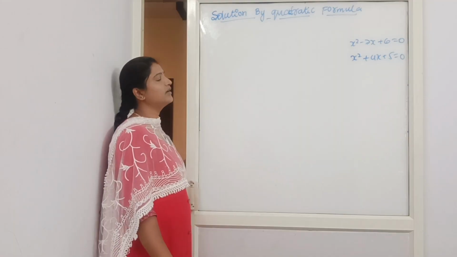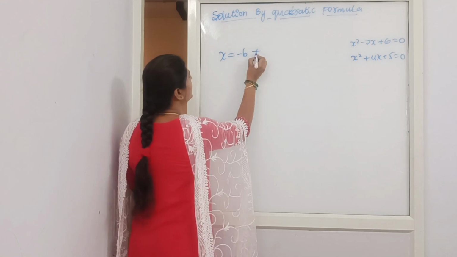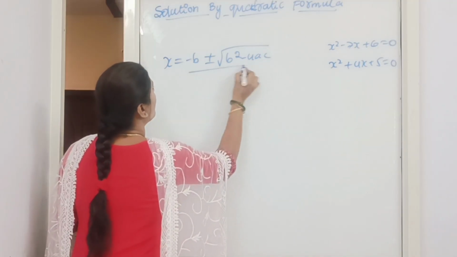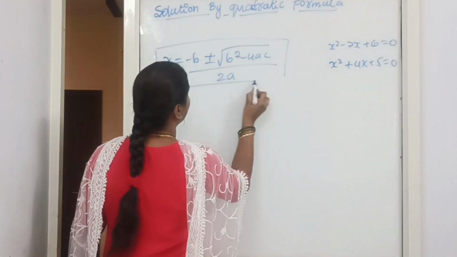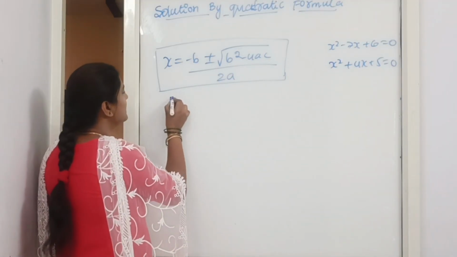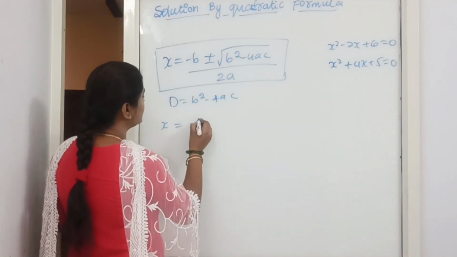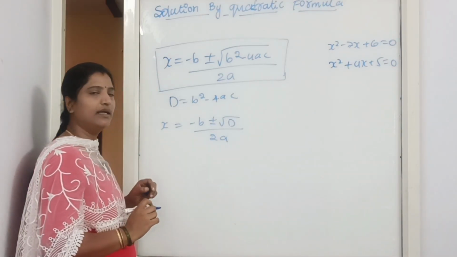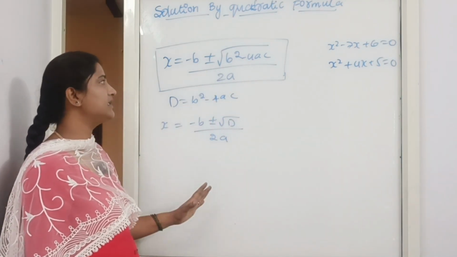Find the solution of a quadratic equation by the quadratic formula. The quadratic formula is x is equal to minus b plus or minus square root of b square minus 4ac, whole divided by 2a. You have to practice this quadratic formula. And observe here, b square minus 4ac is nothing but the discriminant. Is it not? So in place of that, we can take square root of D, whole divided by 2a. Clear?